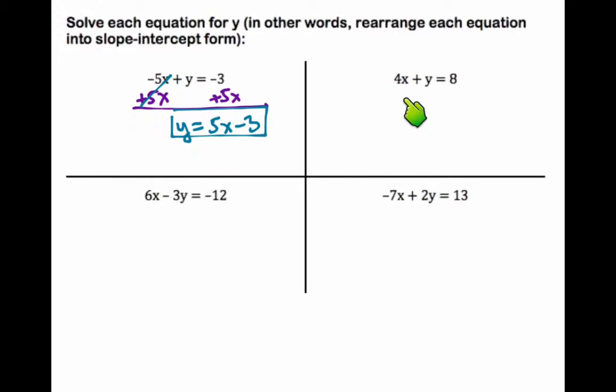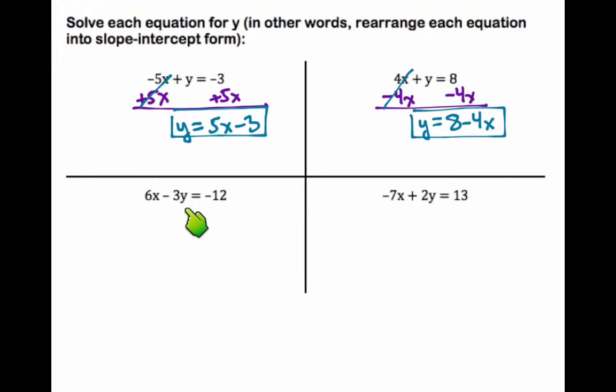This equation, we have a 4x here. We want to get y by itself, so we need to get rid of that 4x. Right now it's being secretly added, so we're going to subtract 4x from both sides. 4x minus 4x is 0, so we are left with just y on that side. 8 minus 4x on the right side. So, and we have solved for y.